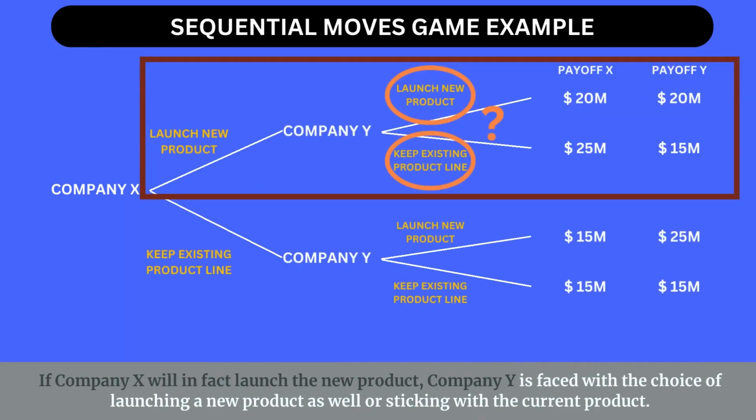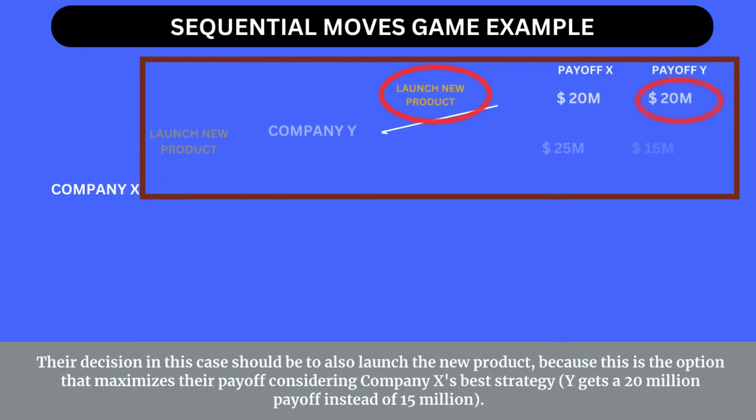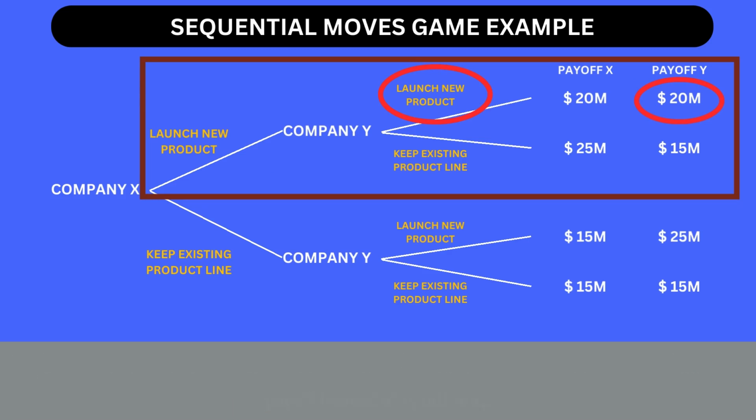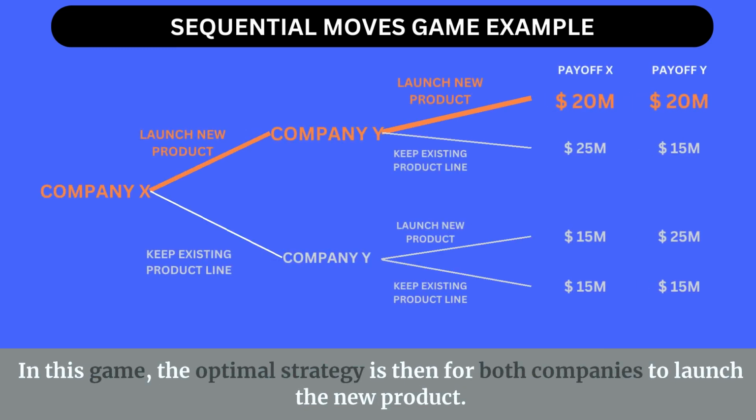If Company X will in fact launch the new product, Company Y is faced with the choice of launching a new product as well or sticking with the current product. Their decision in this case should be to also launch the new product, because this is the option that maximizes their payoff considering Company X's best strategy. Y gets a 20 million payoff instead of 15 million. In this game, the optimal strategy is then for both companies to launch the new product.